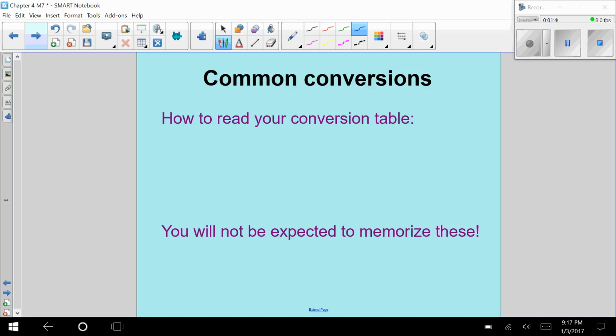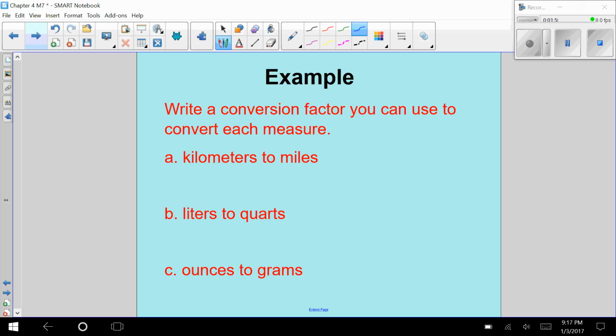Some common ones you might want to remember are in the metric system, because they always go by tens. So there's 10 decimeters, 100 centimeters, 1,000 millimeters, all those in a meter. So we're going to write a conversion factor you can use to convert each measure. Please realize there are 4 for every single one of these, so we're just going to write one of those 4.